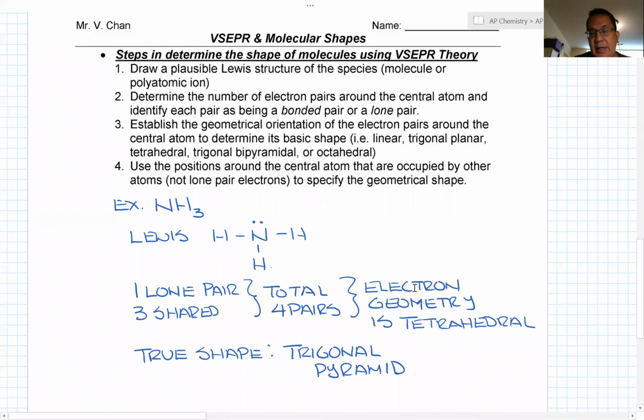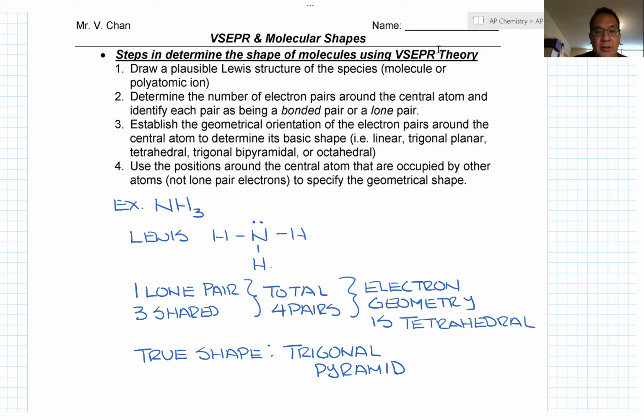How is NH3? Remember, I gave you the Lewis dot structure, found out the total pairs, and the electron geometry is tetrahedral, while the true shape is trigonal pyramid. Now, how would that work if you were using the PhET simulation?